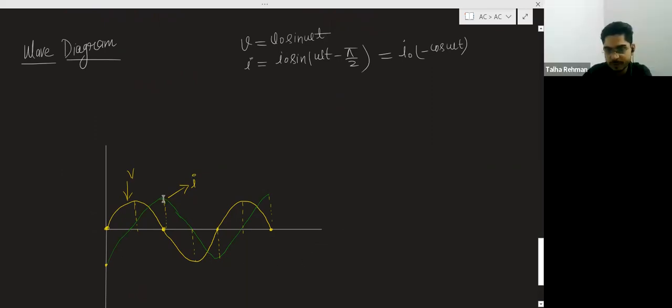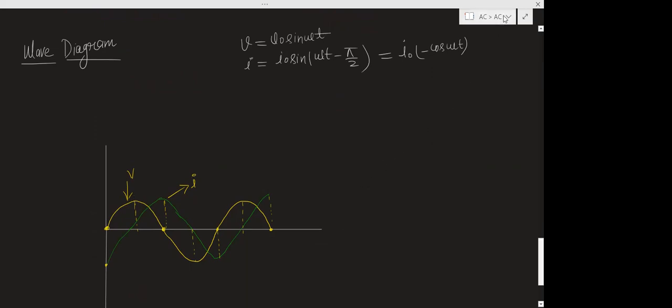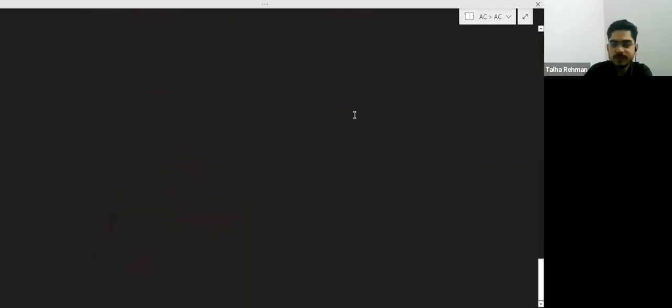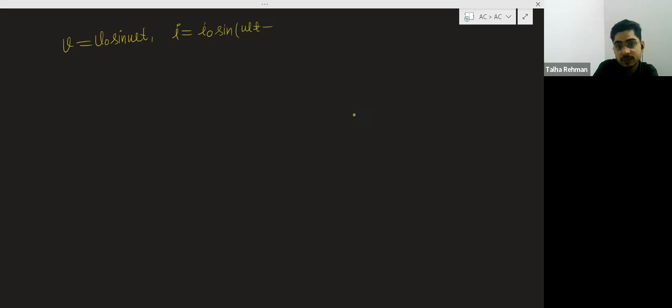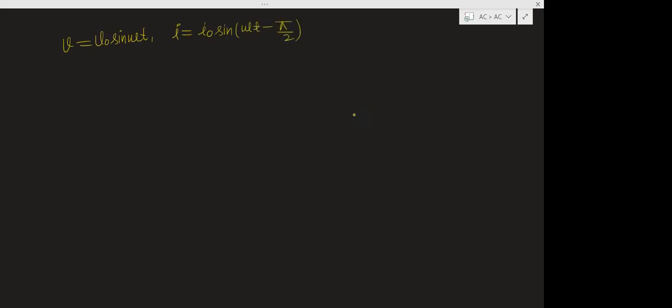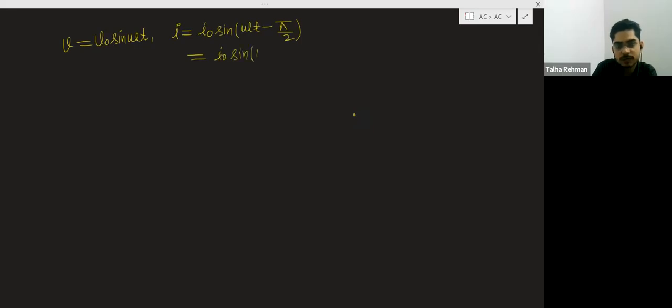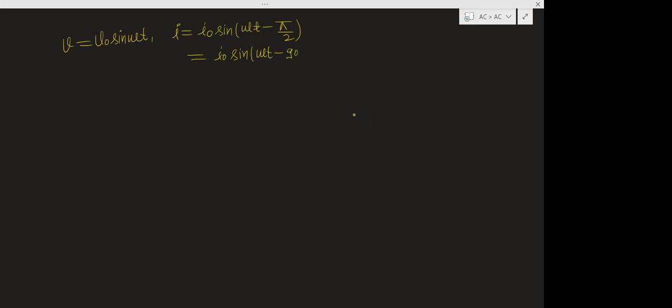So here will be the peak value of the current, here will be the maximum value. I have told you. Okay, so for this inductive circuit, what is the equation of the voltage? V is equal to V naught sine omega t. What is the equation of the current? I is equal to I naught sine omega t minus pi by 2. Or you can write this equation as I naught sine omega t minus 90 degrees.